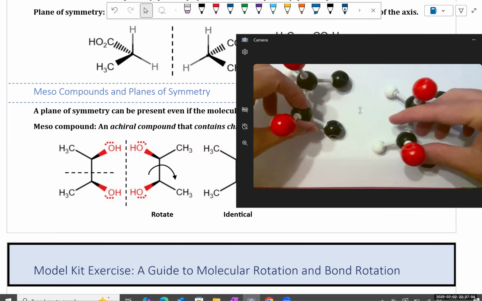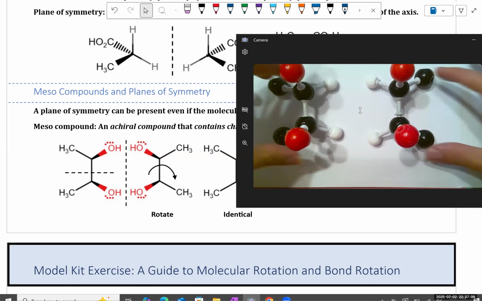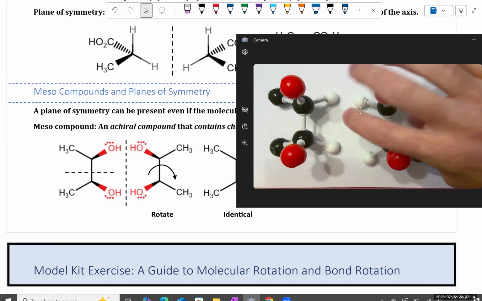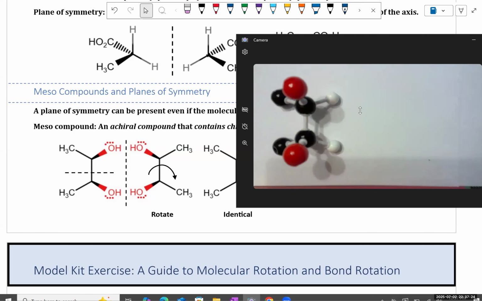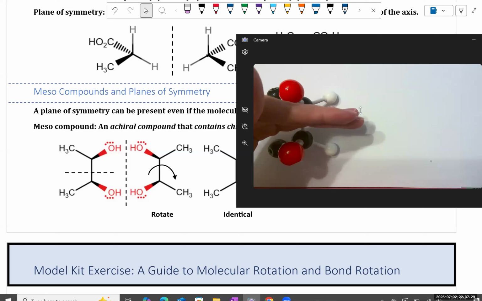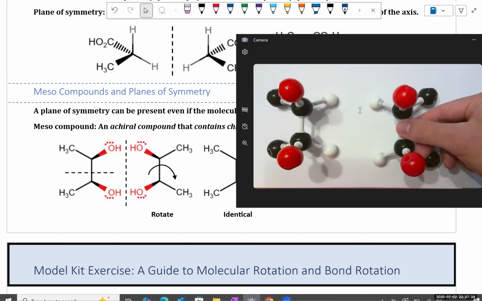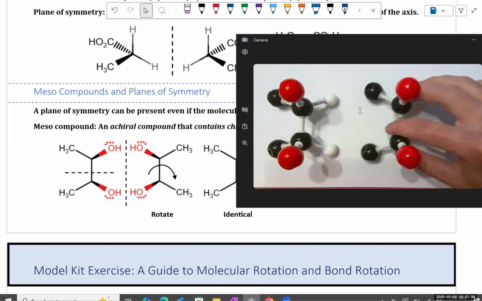We can also prove this by taking a look at this compound and its mirror image. So here's the compound and its mirror image, its supposed enantiomer. As we can see, via rotation, we can show that this compound and its mirror image are identical. And thus, our original compound is meso. It contains a clear plane of symmetry, and it's identical to its mirror image. Thus, this compound is meso.